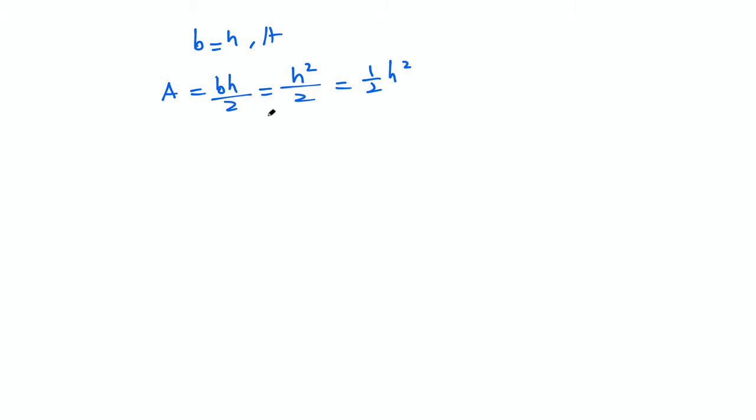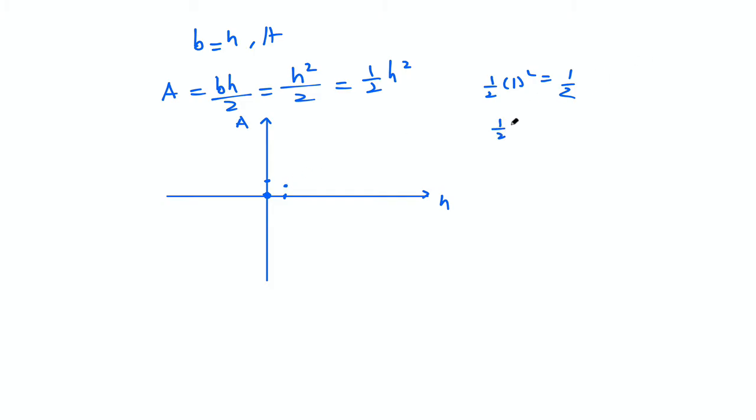So if I graph the area versus the height, it's going to look something like this. So here's the height and here's the area. If the height is 0, we get that the area is 0. If the height is 1, if I plug in for 1, it's going to be 1/2 times 1 squared, that's 1/2. So when h is 1, the area is half.